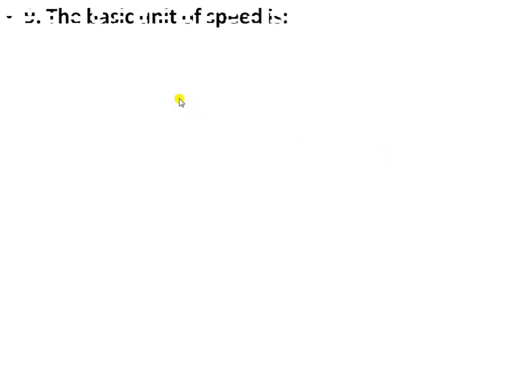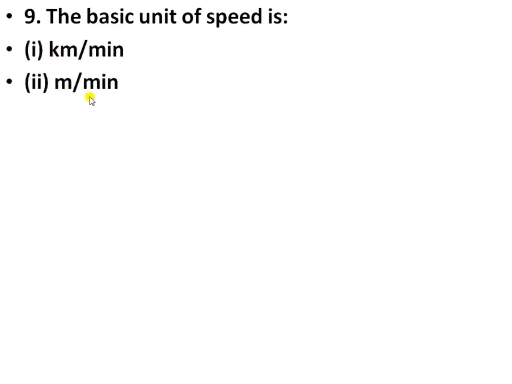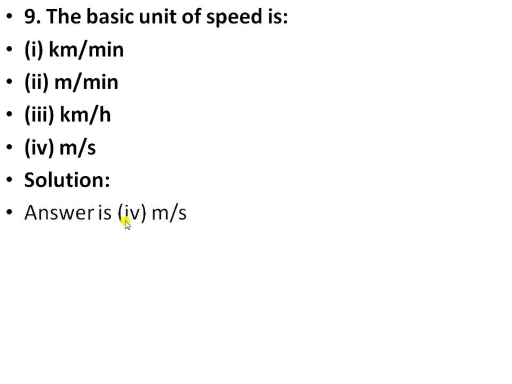Next, question number 9. The basic unit of speed is kilometer per minute, meter per minute, kilometer per hour, or meter per second. The basic unit, or the SI unit, the standard unit of speed, is meter per second. So the answer is option 4, meter per second.